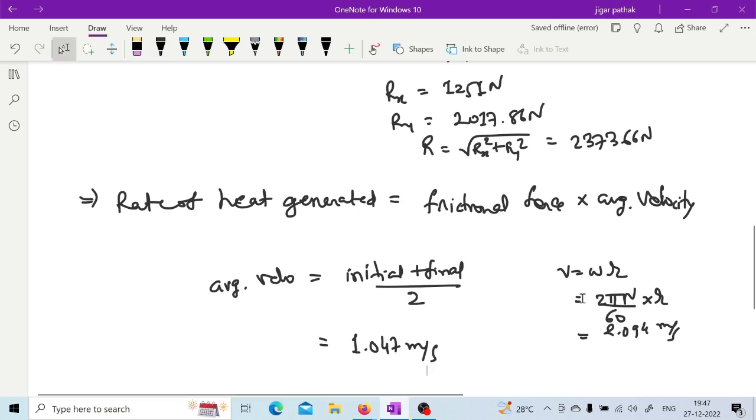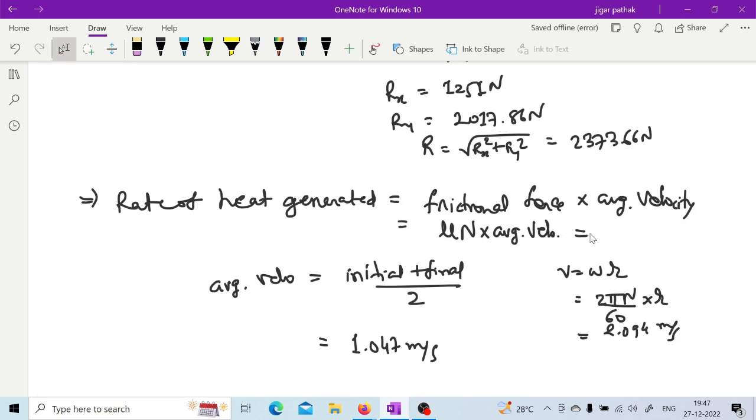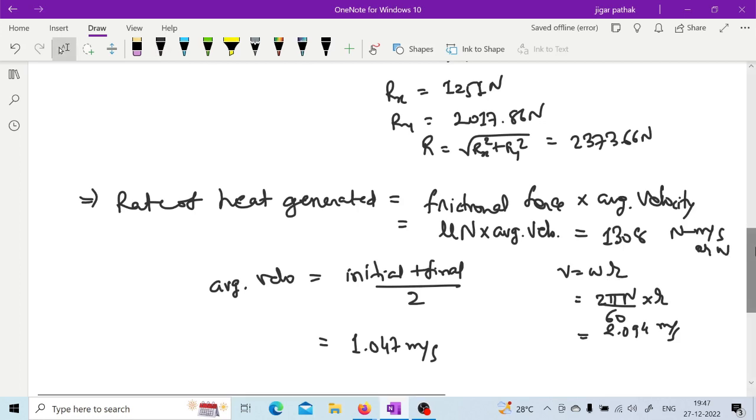So once you have this average velocity, then you need to simply put it here, because this frictional force is mu N and this average velocity you have calculated. So it will give you this rate of heat generated. So what is it? 1308.9. It is almost 1308 Newton meter per second, right? Or whatever. The last is the dimension of block.